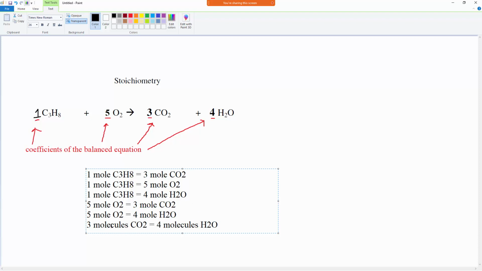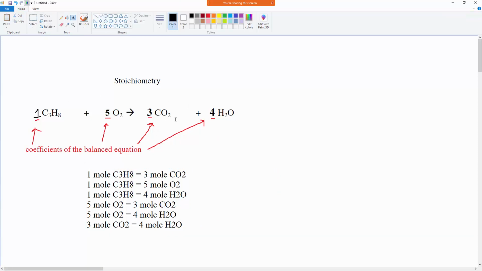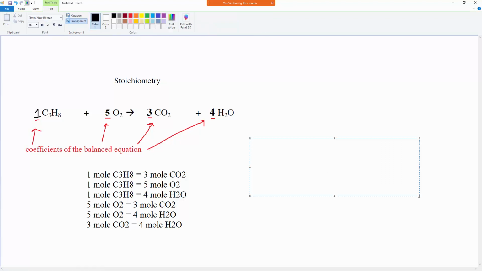All right, so all of these conversion factors can be obtained from this one equation as given. Now, you don't need all of them. You just need the ones that you're interested in at the moment, right? So if I said, look, if I am burning 3.5 moles of C3H8, how many moles of CO2 will be produced?